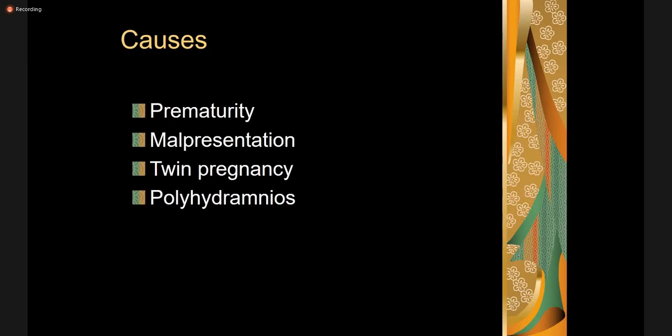The causes of cord prolapse may be premature baby, malpresentation, maybe transverse lie, maybe breech presentation, and the cord comes easily outside. Twin pregnancy, polyhydramnios. Polyhydramnios means excessive liquor. So whenever there is excessive liquor, the baby keeps on moving. So the presentation may be malpresentation, unstable lie. We have to be very careful going for the delivery for these patients, because whenever there is excessive liquor, the fetus may not be in proper position, it may be in malpresentation, and the cord may come out.